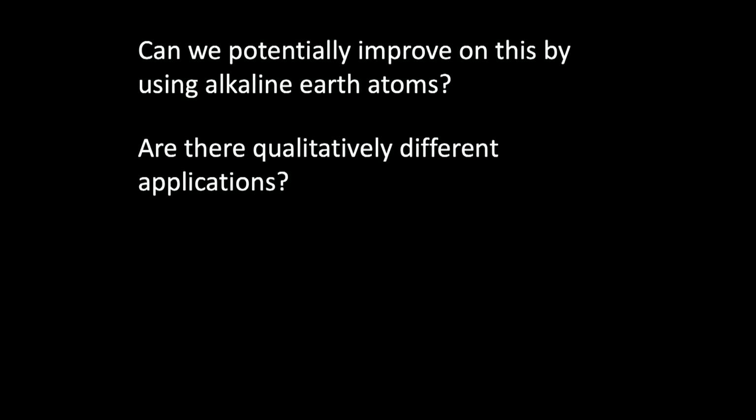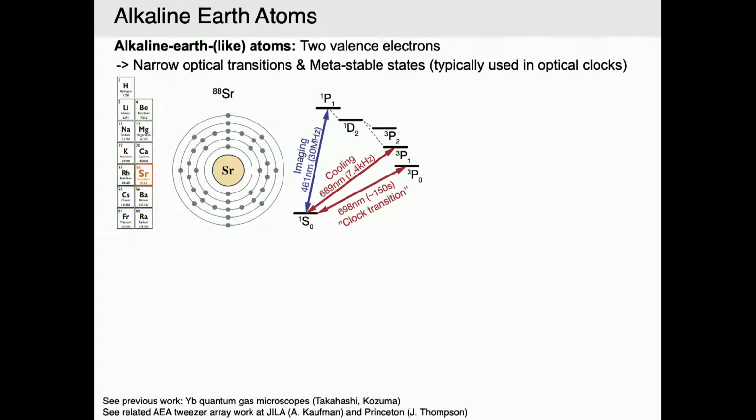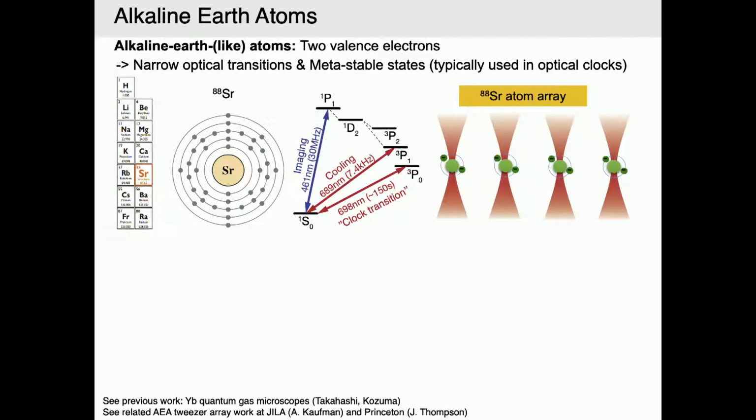Okay? What we have been working on at Caltech is thinking about, can we improve potentially on some of these limits using alkaline earth atoms, and maybe there are even qualitatively different applications. So what we set out to do is to use two valence electron atoms, specifically strontium 88 in our case, and we want to exploit narrow optical transitions and metastable states that are typically used in optical clocks. Now we want to use them in tweezer arrays.